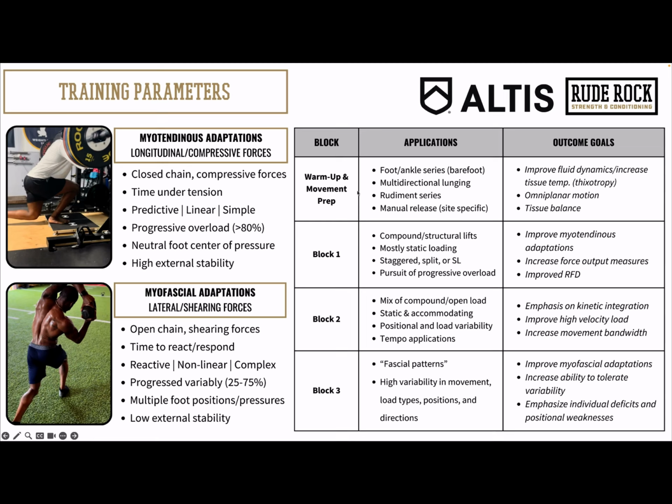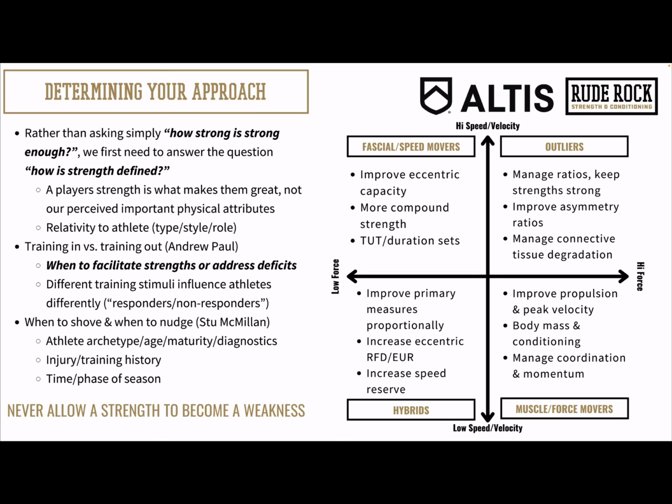So this really falls in naturally as the warm-up movement prep block tends to be more myofascially driven. This tends to be more musculotendinous driven. Block 2 is your wild card, where depending on the athlete archetype, phase of season, etc., this can fall in either. And then block 3 is going to pretty much be mostly myofascially driven, where we want to just focus on variability.